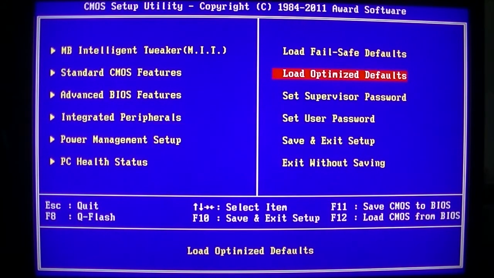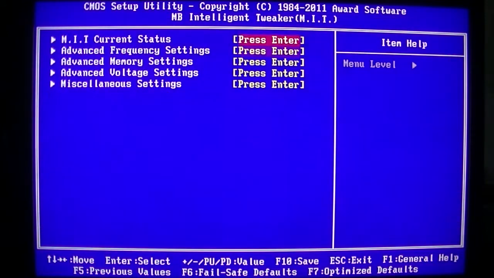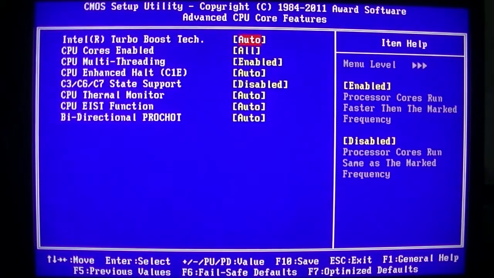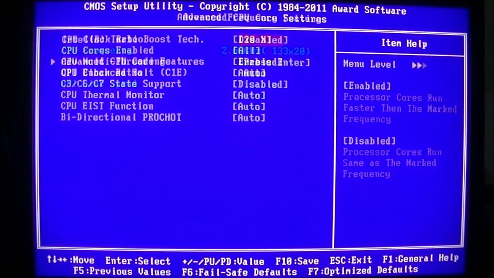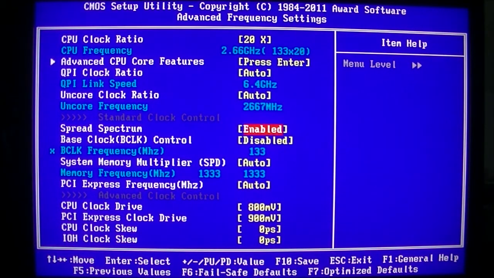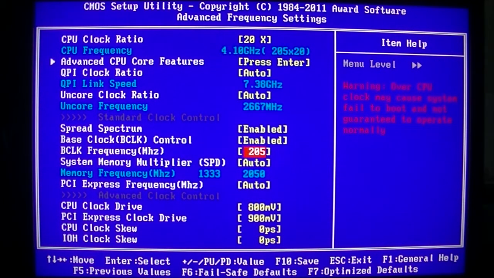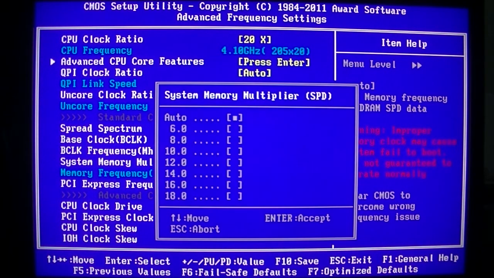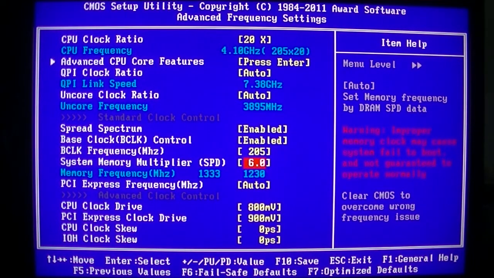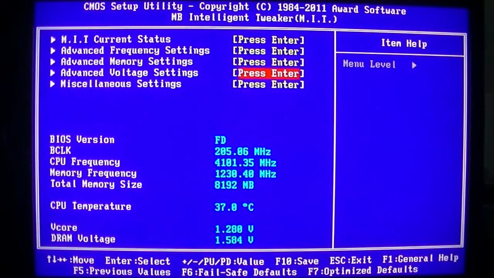We'll start by loading optimized defaults. Let's jump straight into Intelligent Tweaker. Keep the clock ratio at 20, simply because this motherboard doesn't like anything higher. Enable BCLK, crank that straight to, let's go to 205. That'll bring us up to 4.1 gig. Stick the RAM on the lowest multiplier, which is 6.